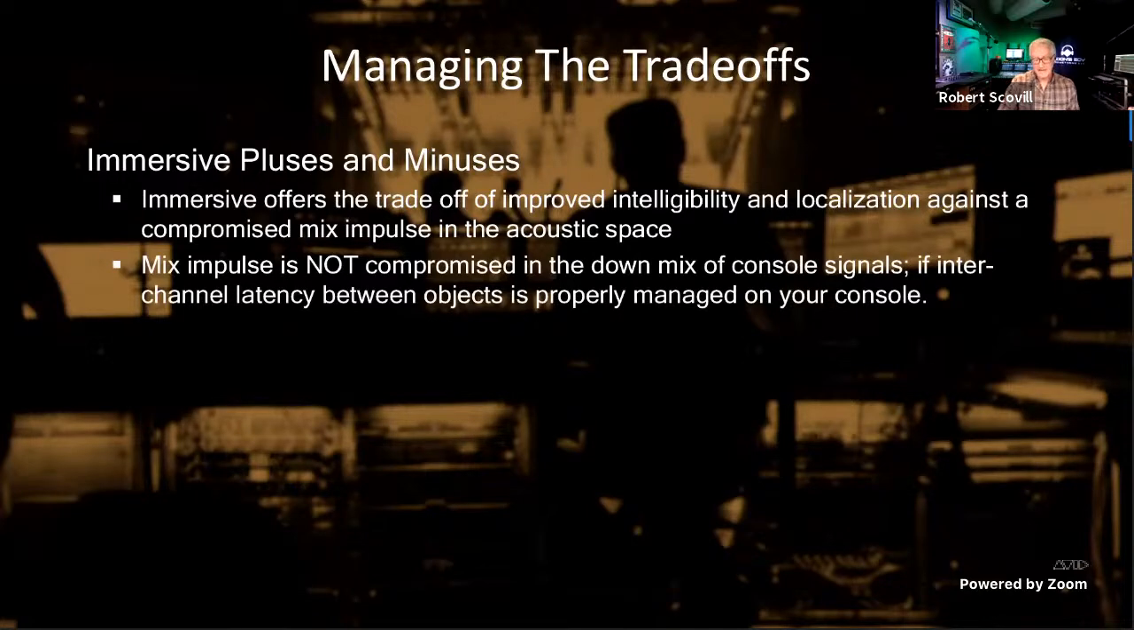Another important piece to understand here, which could drive a lot of conversation in the next discussion, is that your mix impulse, even though you've sacrificed it a little bit in the acoustic space, is not compromised in any down mix that you do of console signals, of objects. If you're going to down mix to stereo or even to some other format, as long as your channel latency is sorted out on your console, there'll be no degradation of that mix impulse in your down mix. All right, important concept to keep in mind. And hopefully Scott can come back at the next lab and talk about this as well, because there are down mix capabilities in most spatialization devices. They will down mix for you. And I think it's a much better place to do it than right off the console. So we'll take a look at that as well.